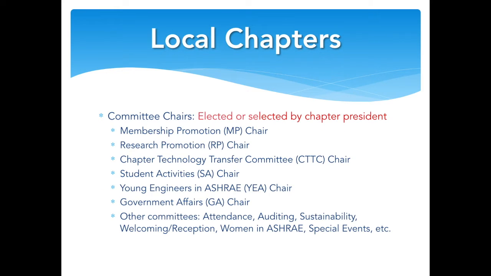Under the board are the various committee chair positions, which are either elected by the chapter members or appointed by the incoming chapter president prior to the beginning of the society year. The six main committees are membership promotion, research promotion, chapter technology transfer, student activities, Young Engineers in ASHRAE, and Government Affairs. In addition to these six, there are also a number of other very important committees. For more information on the roles and responsibilities of each of these positions, please refer to the Manual for Chapter Operations. Now, the chapter operates to serve the local area assigned members.